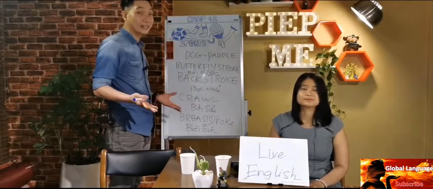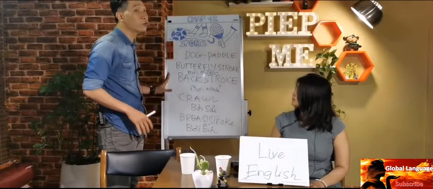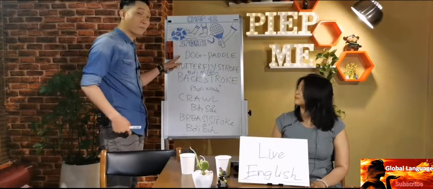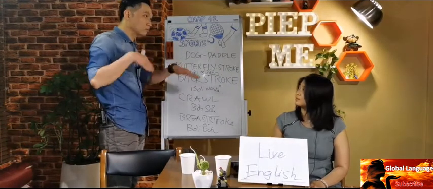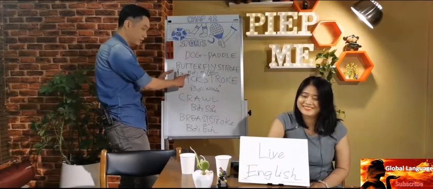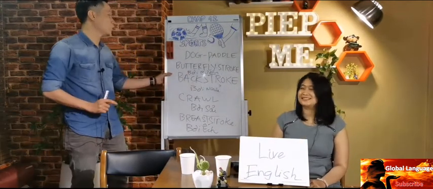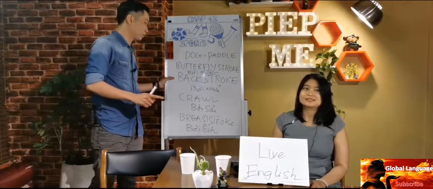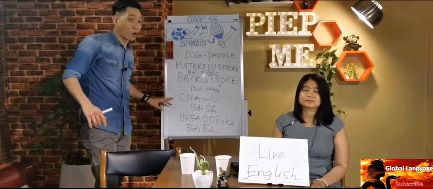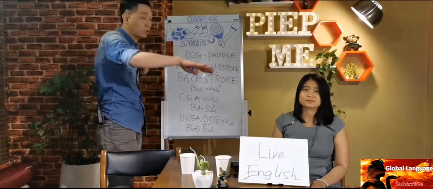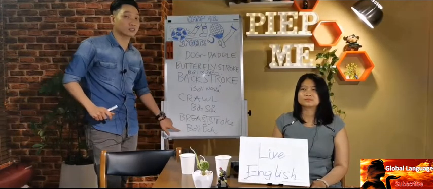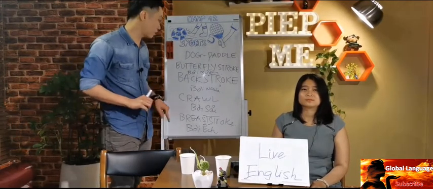So let's see how many we have already. How many new words do we have for today? We have dog paddle, a swimming in a doggy way. Butterfly, here it is. We have backstroke, which makes you swim backward. We have crawl, which makes you swim forward. And breaststroke, we call it frog style here in Vietnamese.